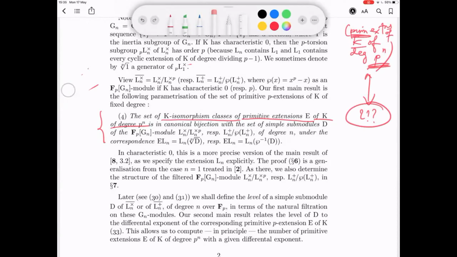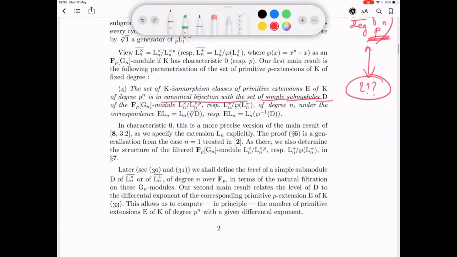And the theorem says, here it is, that this is in canonical bijection with a set of simple submodules D. So I'll explain all this. What is a simple submodule of the FpGn module? Sir, why are we using the word canonical here?